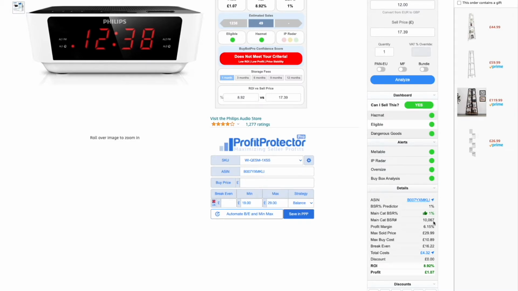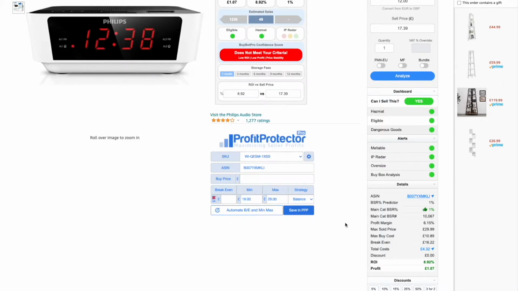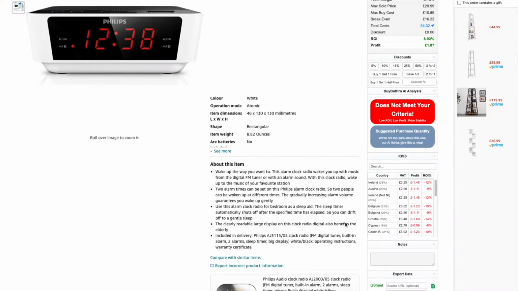It's got 10,000 in rank, which means it's a fairly good item for us. It gives me my profit margins. The maximal sold price is $29.99, and the break even cost is $16.22. I usually buy items up to 80,000 unless it's a collectible item. If it's a collectible item, then I don't mind spending just a bit more on that.